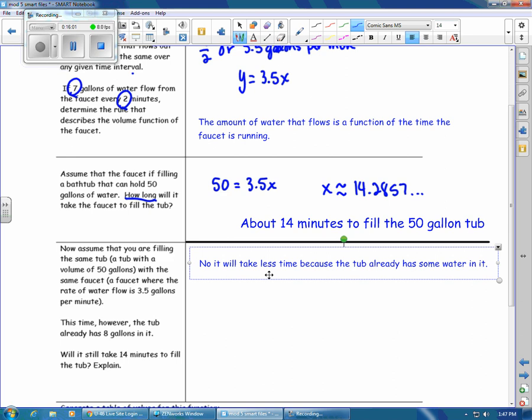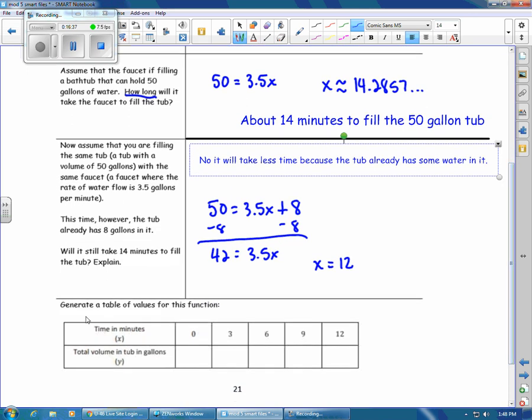We're still looking for 50 as our total. 50 is our total, equals 3.5x. But now we add in what's already in the tub. So we're going to subtract 8 from both sides. So we'll have 42 equals 3.5x. Divide both sides by 3.5, and we get x equals 12. So it will take 12 minutes if there's already 8 gallons in the tub.